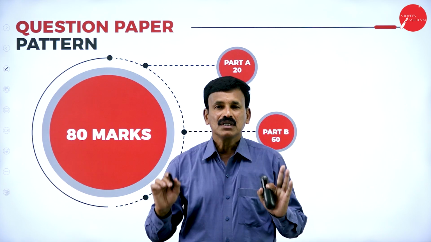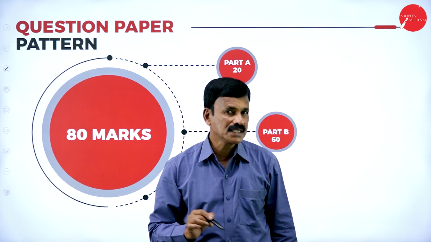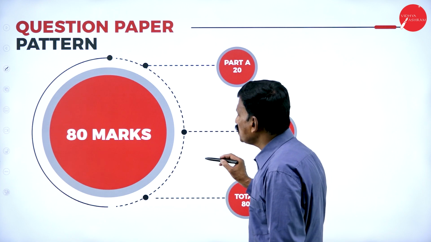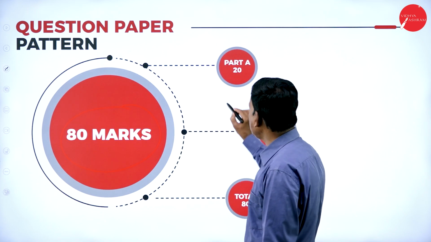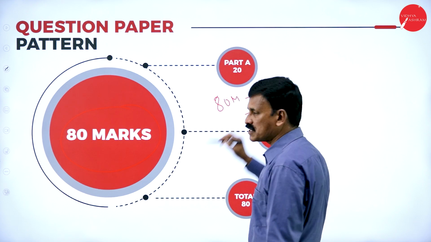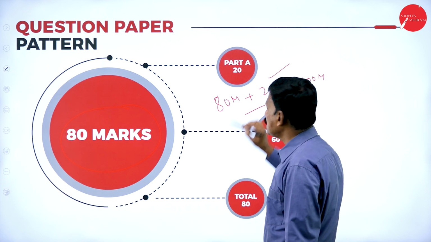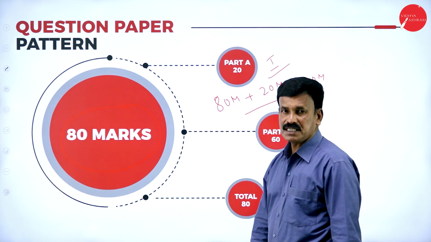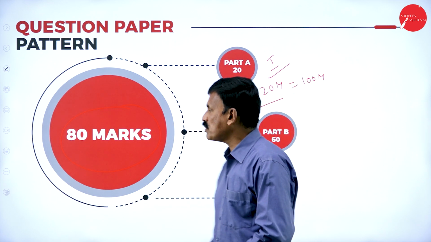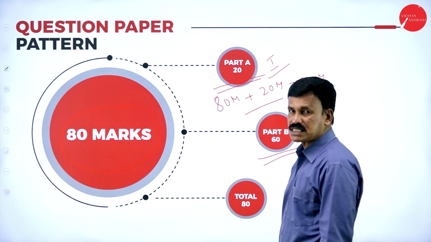Now move on to the next part. The next part is a very important part, that is the examination pattern. You are going to write a theory examination for 80 marks, plus 20 marks for internals, totally 100 marks, right? In the 80 marks you will have two parts, part A and part B. In part A 20 marks, part B 60 marks.